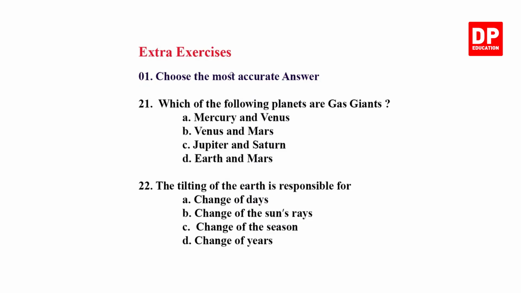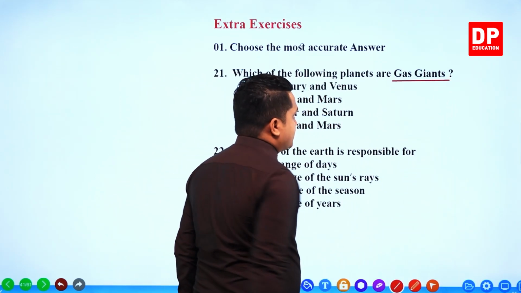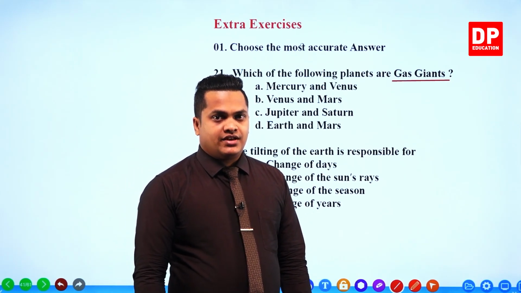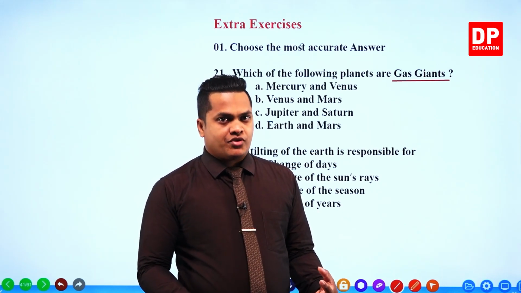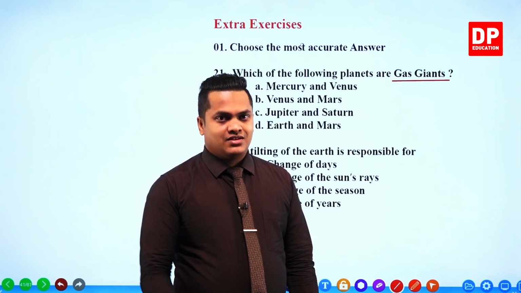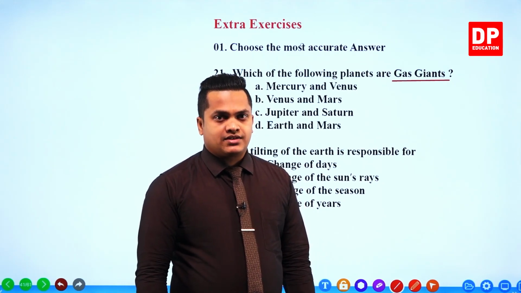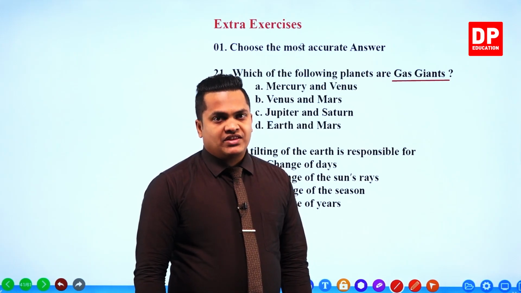Then the next question. Which of the following planets are gas giants? Gas giants means, my dear children, they are mainly made up of gases. I told you that there is no crust in them. On our planet Earth, we can stand without any trouble, because our planet Earth is made up of a solid crust. However, in gas giants, my dear children, we can't observe a solid crust. There is no solid surface. These planets are made up of gases.